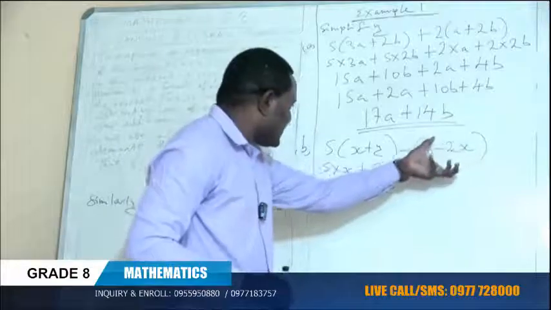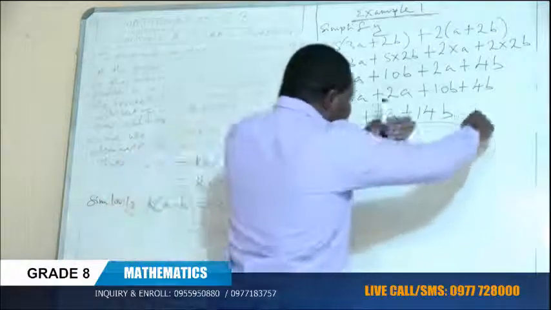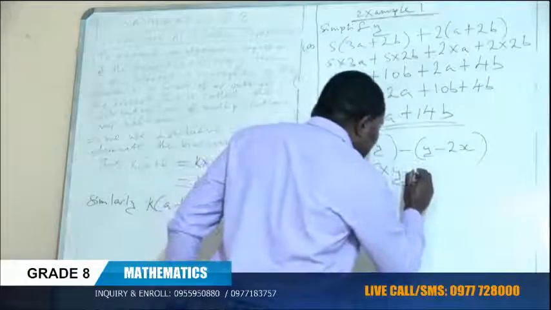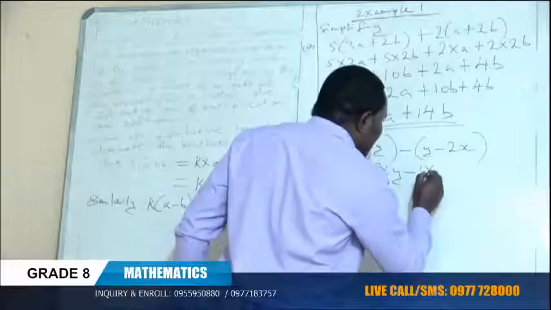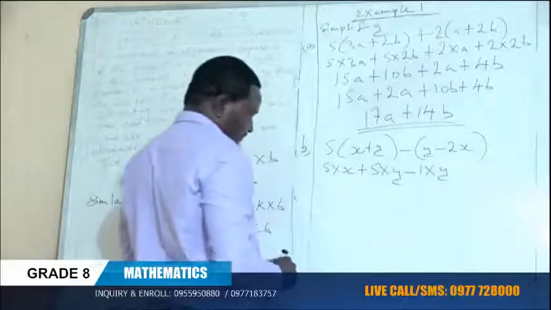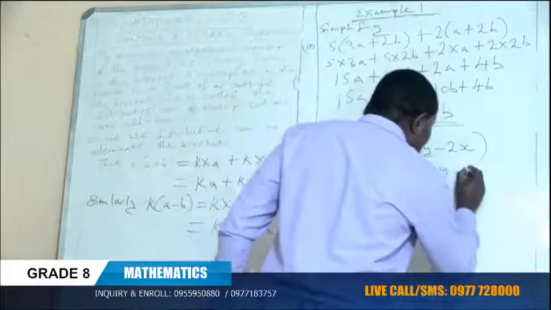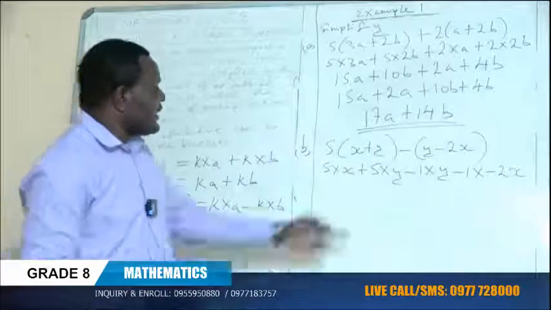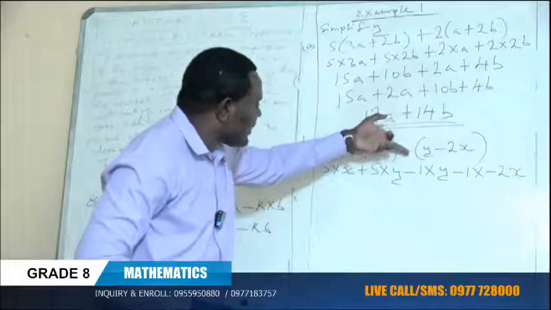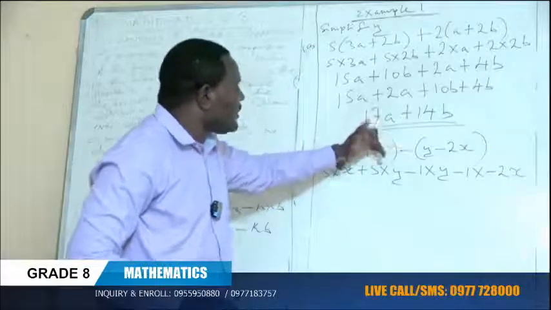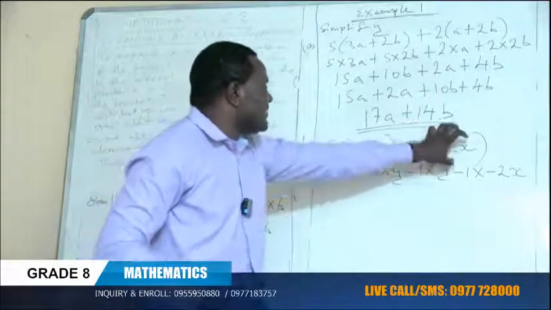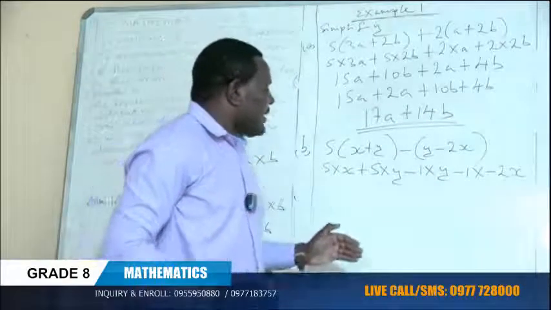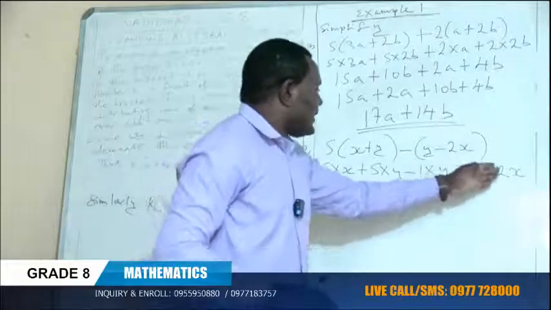Coming to the second part here, remember for us to have these brackets, there's a negative 1 here. So it will be negative 1 multiplied by y. Again, it will be negative 1 multiplied by negative 2x. Hope you are following. There's a number here, negative 1. So we distribute, meaning we multiply negative 1 by each and every term inside these brackets. So it will be negative 1 multiplied by y. Again, negative 1 multiplied by negative 2x.